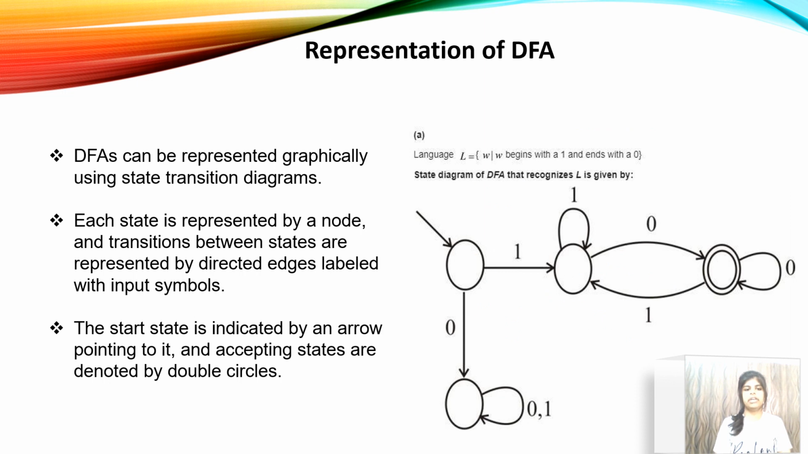Representation of DFA. DFAs can be represented graphically using state transition diagrams. Each state is represented by a node and transitions between states are represented by directed edges labeled with input symbols. The start state is indicated by an arrow pointing to it and accepting states are denoted by double circles.